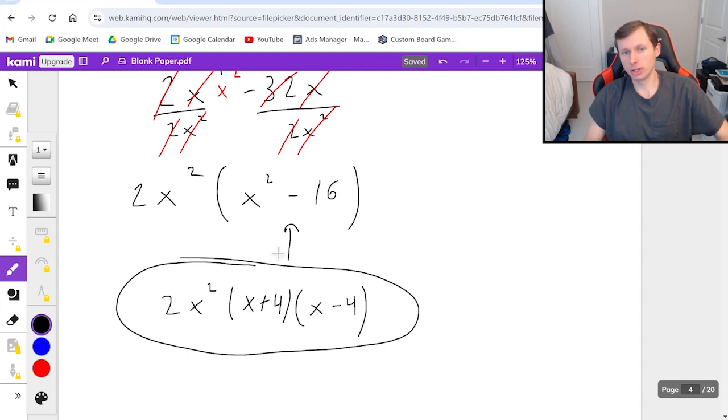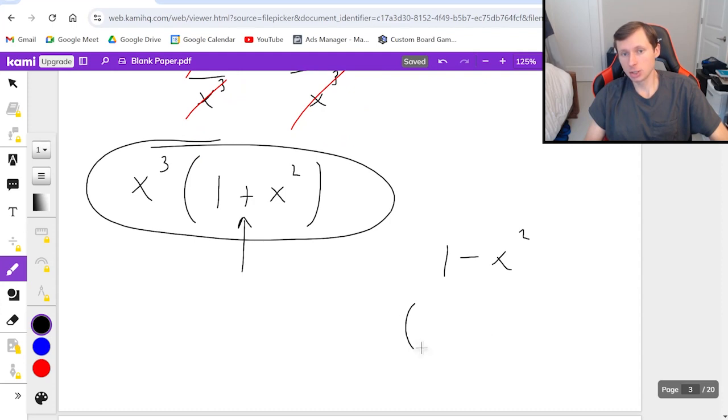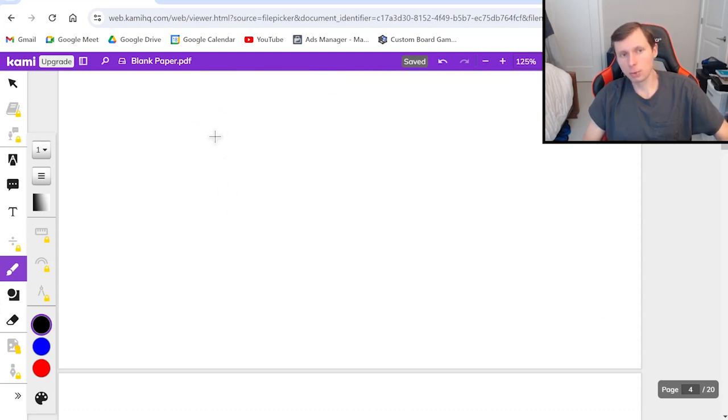And you may be wondering, could the last one be factored twice? And the answer is no, because it's the plus sign here. If this was 1 minus x squared, just hypothetically, this would factor to 1 plus x times 1 minus x. So now you know. And then I've got one more today.